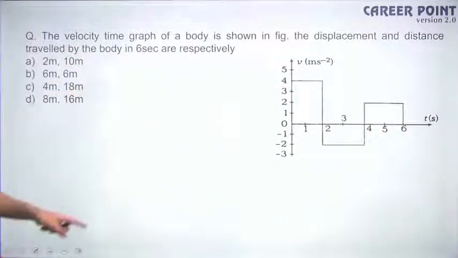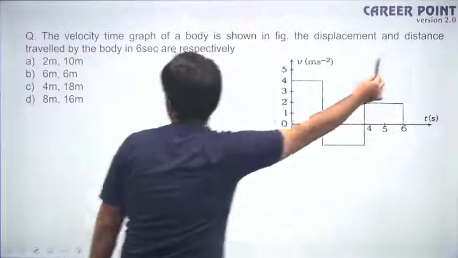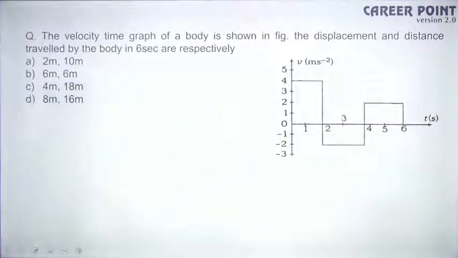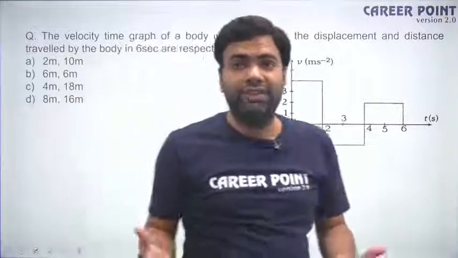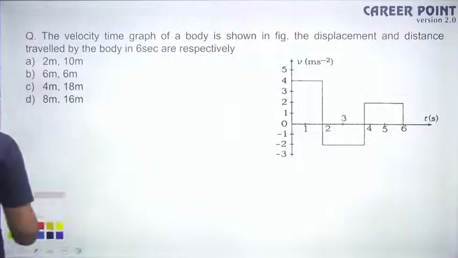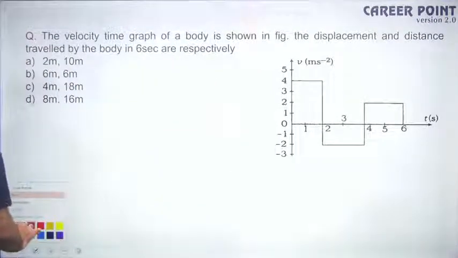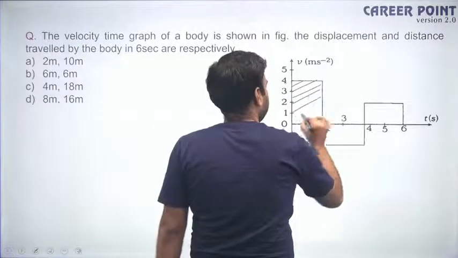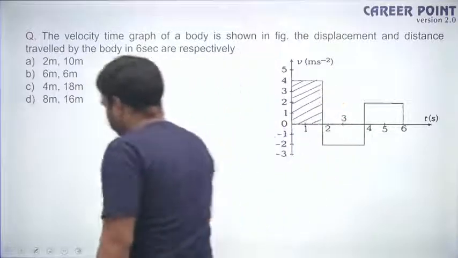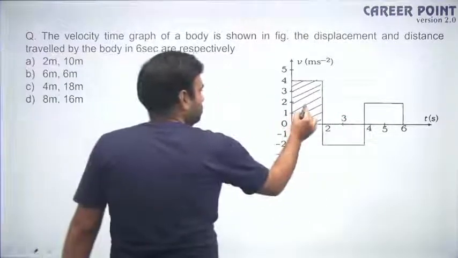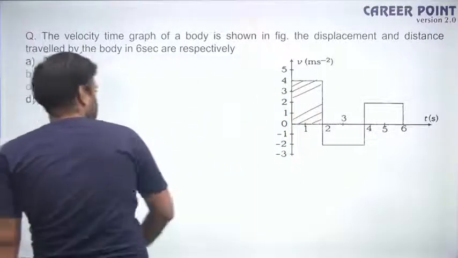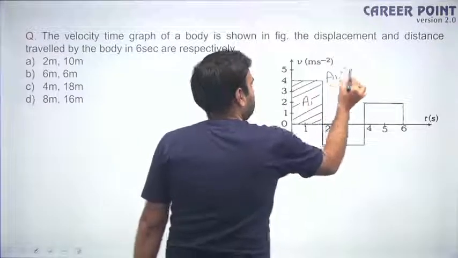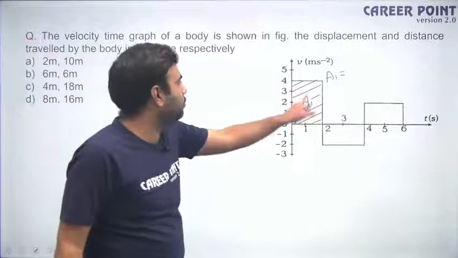So what we have to do is find the displacement and distance traveled by this body in 6 seconds from the start. We are going to use those definitions. First of all, let us calculate the area. What is the value of this area? Suppose this is area A1. Because it is a rectangle, this area is 2 into 4, that is 8.